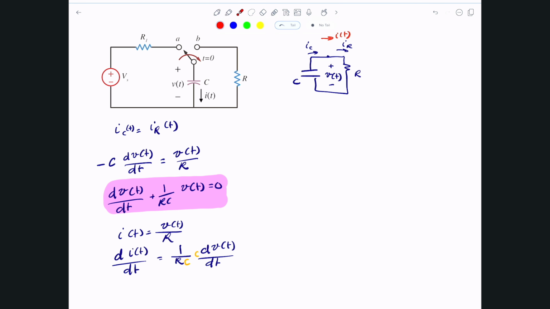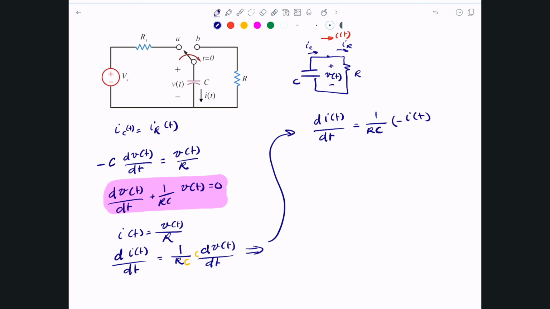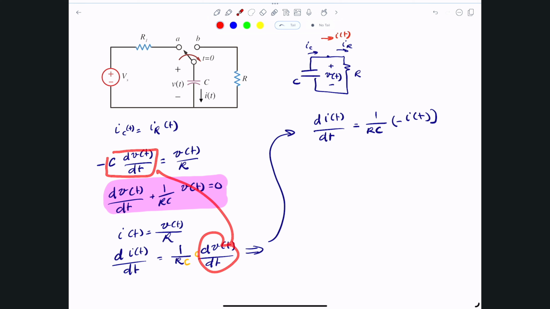So what we know is the following. C dv divided by dt is, based on that, simply the current flowing through the capacitor, which we call I C of t. So I can rewrite the whole thing. What we will get is di of t divided by dt equals 1 divided by RC times negative i of t. Why is it negative? Because of the passive sign convention. You see this one here, we have a negative in here. And what I have is C dv divided by dt, which is simply negative I C of t. And that's basically what we have in here.